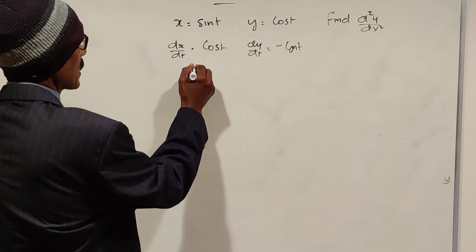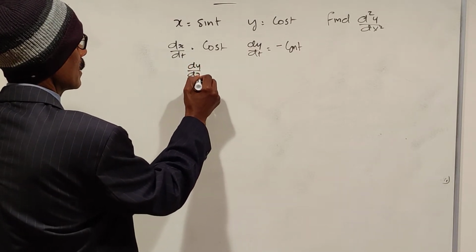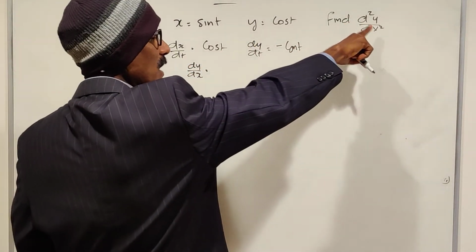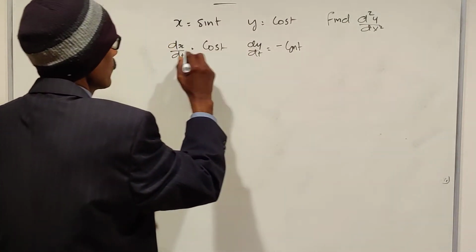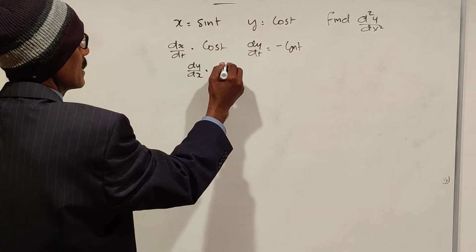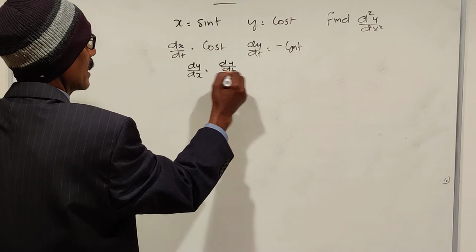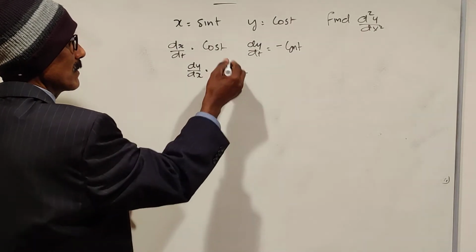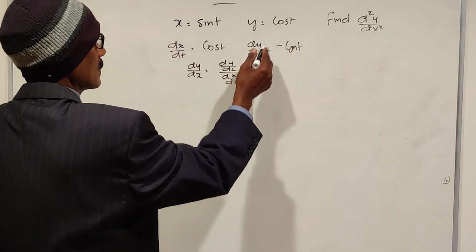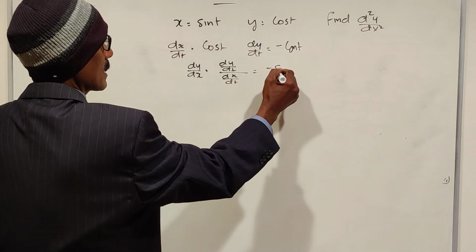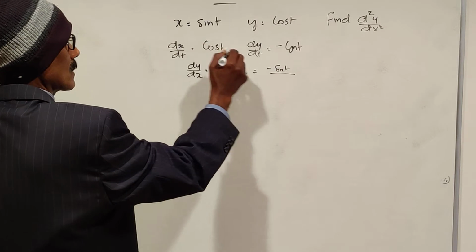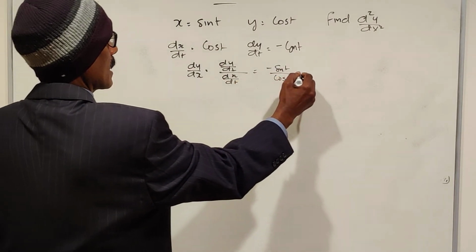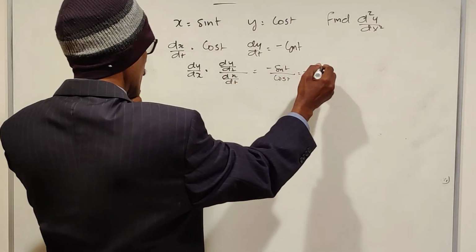Then dy by dx, this is the formula. We are going to find dy by dx first. So dy by dx is dy by dt divided by dx by dt. dt cancels, and you get dy by dx. That is minus sin t divided by cos t, that is minus tan t. Okay, that is the first derivative.